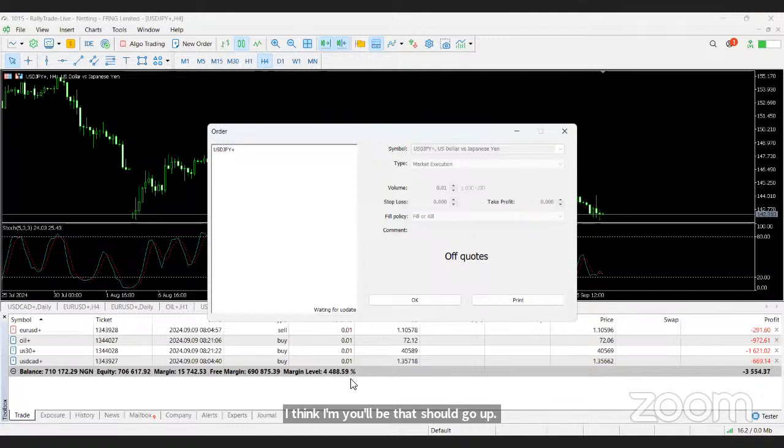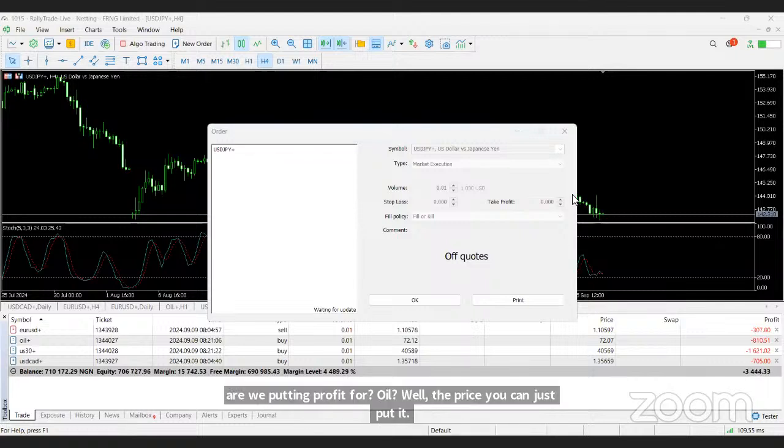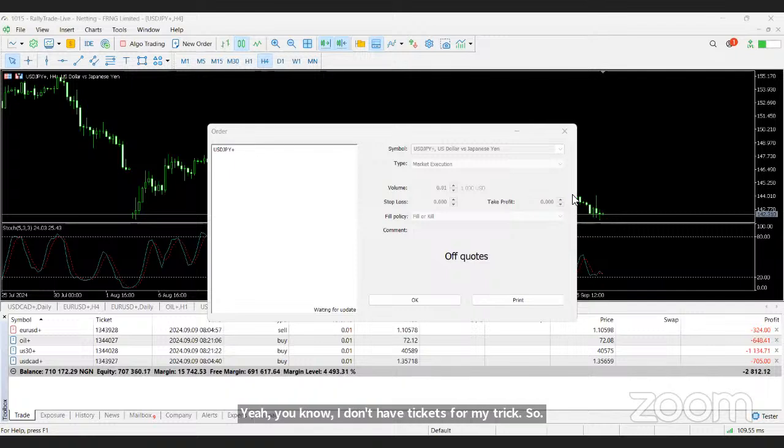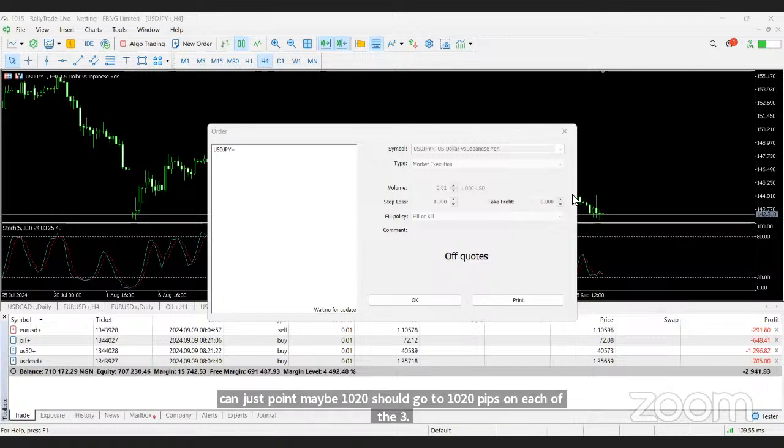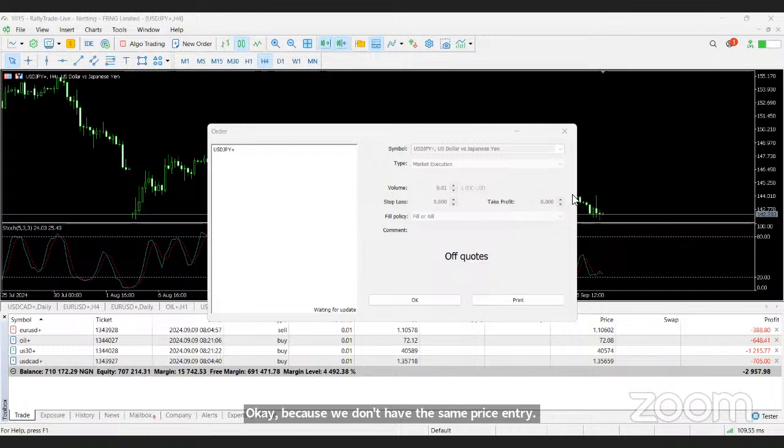Where can we take profit for oil? When the price is in profit, you can just put it. I don't have take profit for my trade, so you can just point maybe 10, 20 pips. Everybody should just do 10, 20 pips on each of the trades. Because we don't have the same price entry, we shouldn't have the same take profit. But you can appoint 10 pips.